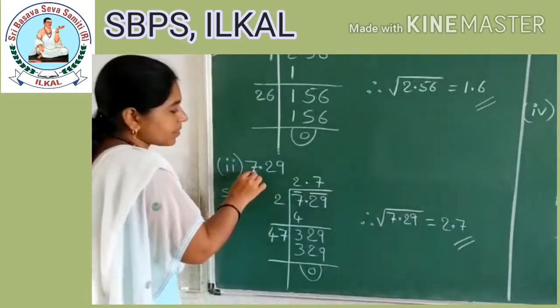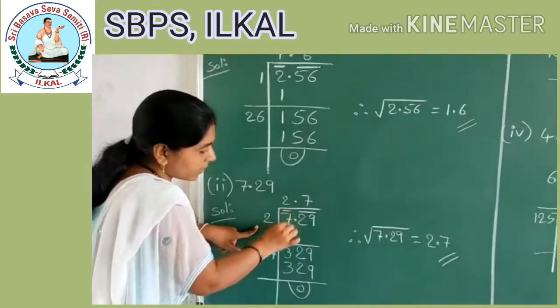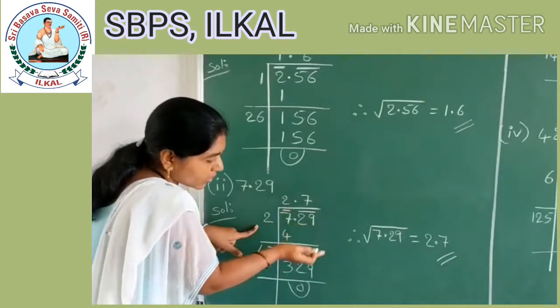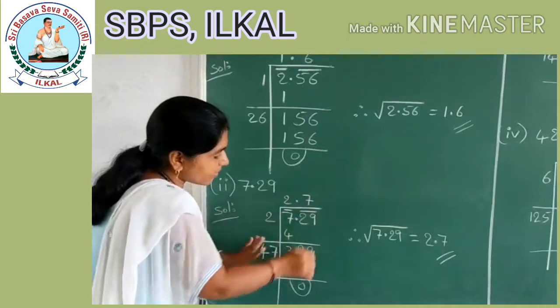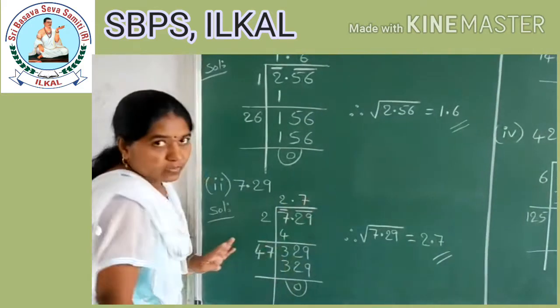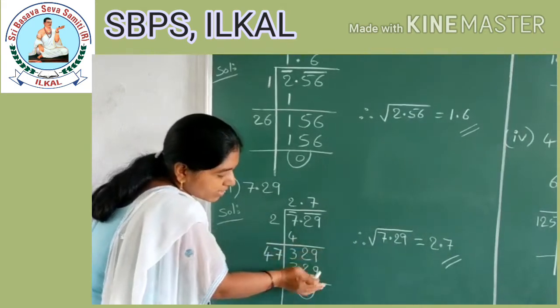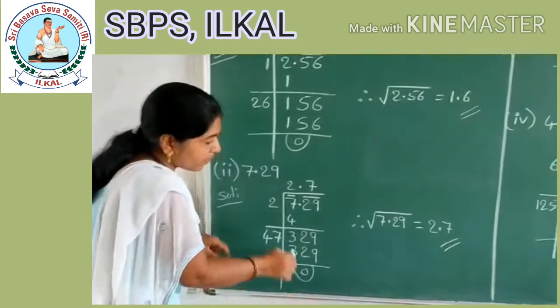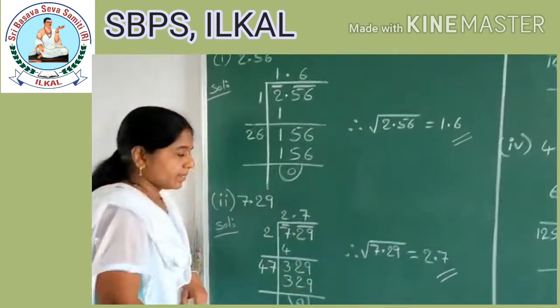Next one, 7.29. 2 twos are 4. 7 minus 4 is 3. Next 2 digits we have to consider. 2 plus 2 is equal to 4. 7 sevens are 49. 4 sevens are 28 plus 4, 32. 329 minus 329 is equal to 0. Therefore, the square root of 7.29 is equal to 2.7.